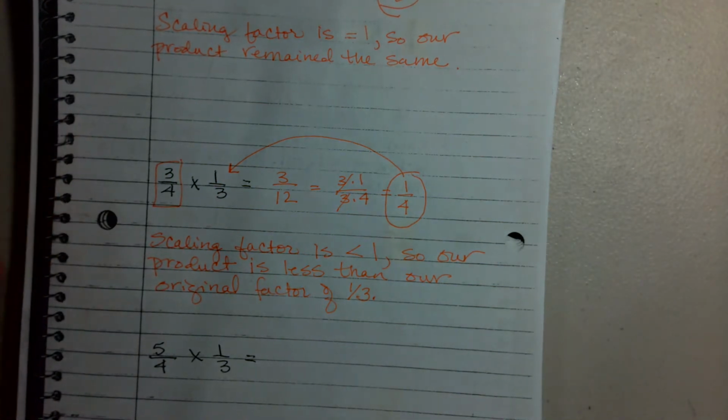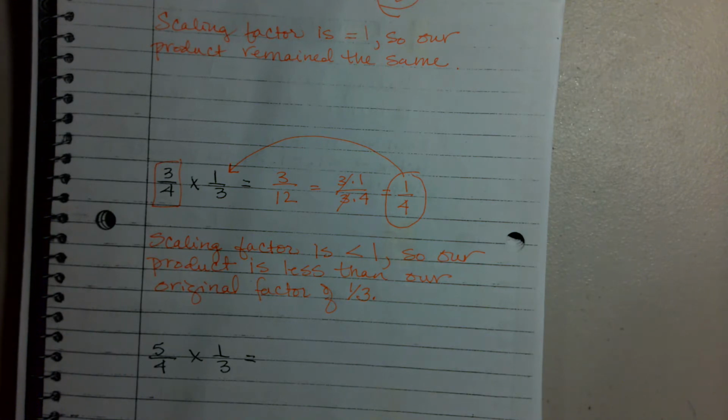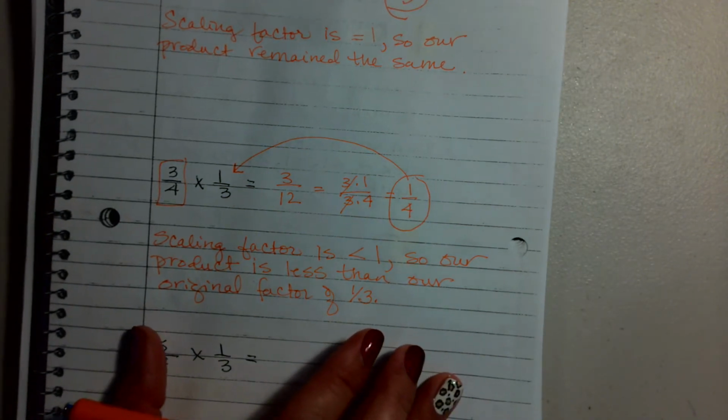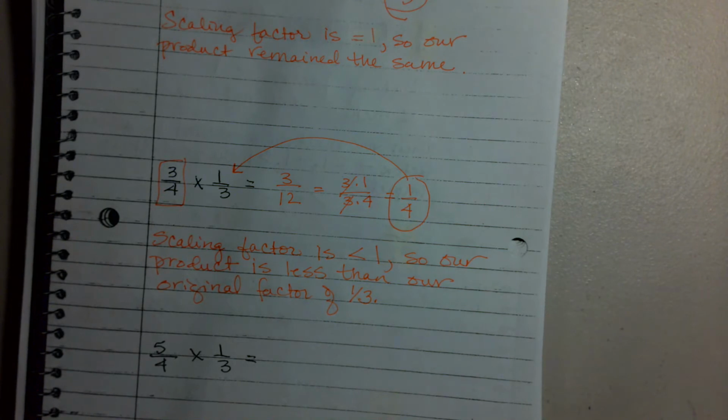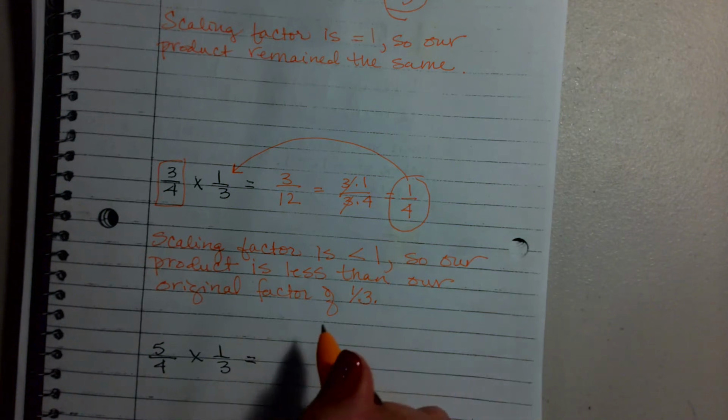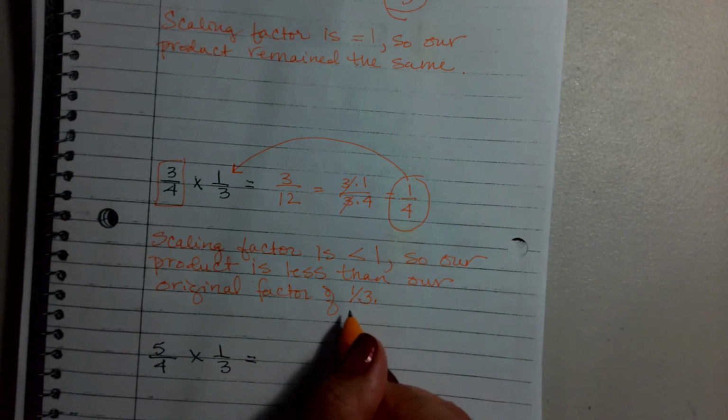All right, let's take a look now, so let's just make sure you understand this. What happened to the size of 1/3 when we multiplied by a scaling factor less than 1? The product was 3/12. That is less than 1/3, which is 4/12. We only wanted part of 1/3 this time, so the answer had to be smaller than 1/3. When you multiply by less than 1, the product is smaller than what you started with, right?